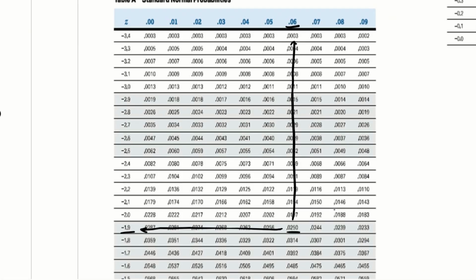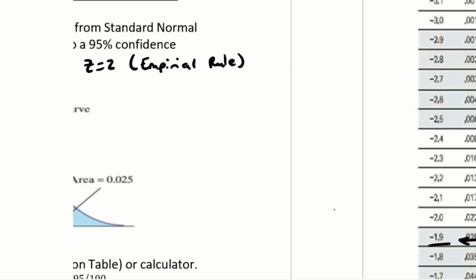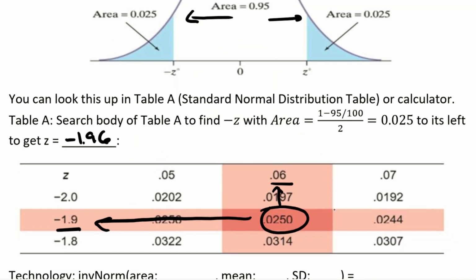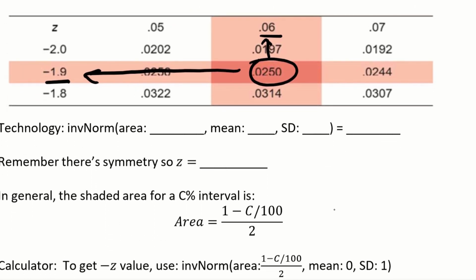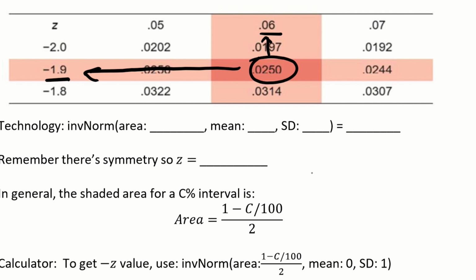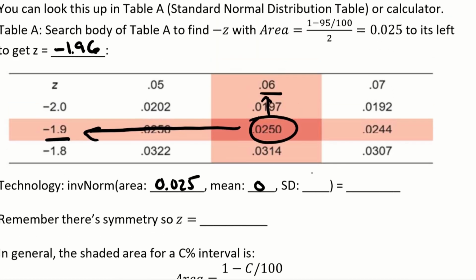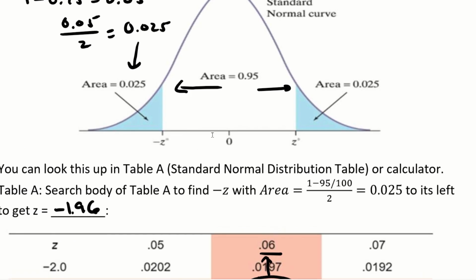All right. So now we showed you how to do it on the table. Let's show you with technology. For the TI-84, you're going to need to use the inverse norm function. I'll show you where to find that. You give it the area to the left, which is 0.025. You give it the mean, which is going to be 0. Remember, the mean of the standard normal distribution is 0, and the standard deviation is 1 when you're referring to z-scores.